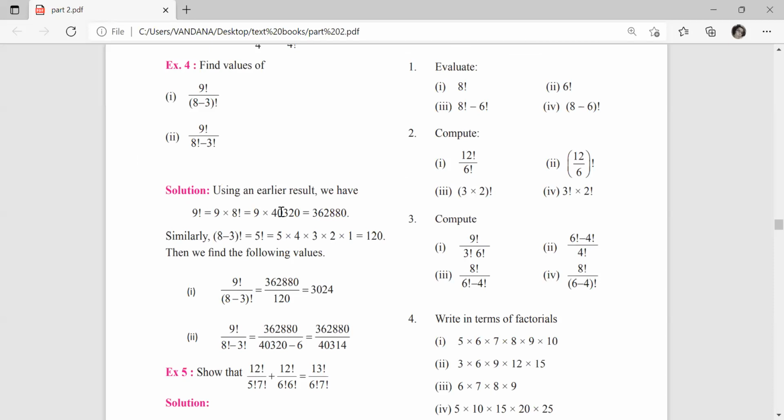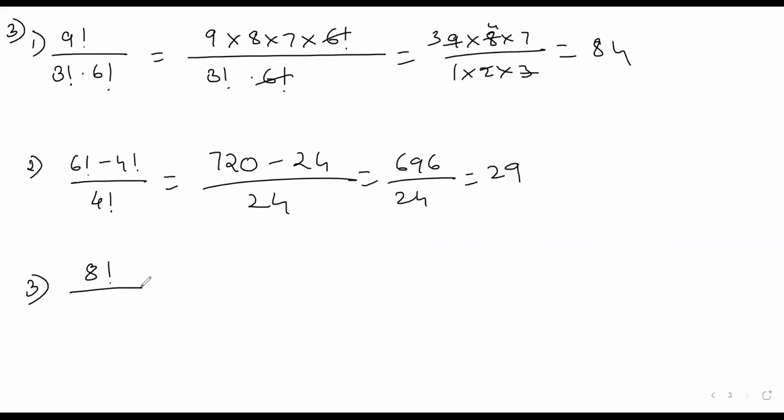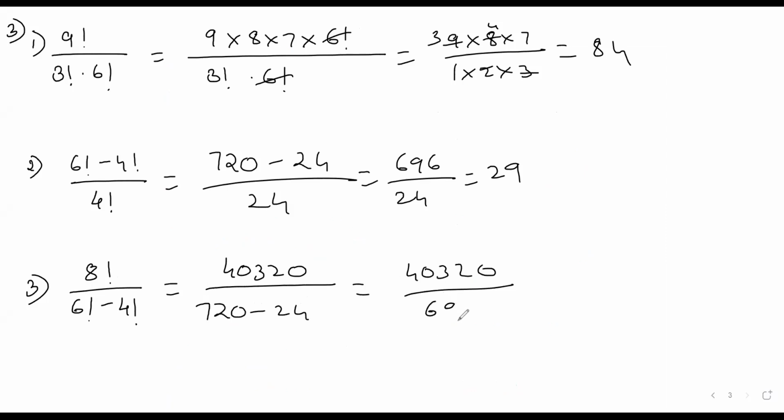Third, 8 factorial upon 6 factorial minus 4 factorial. 8 factorial is 40320. 6 factorial 720 minus 24. Your answer is 40320 divided by 696. Even if you don't solve it, it doesn't matter. This is not completely divisible.